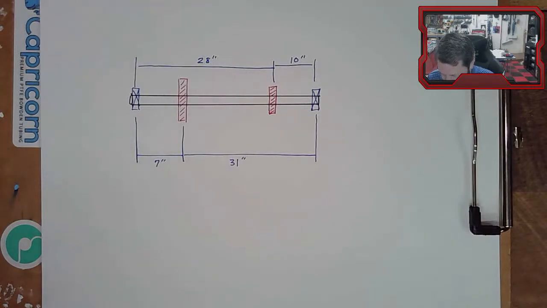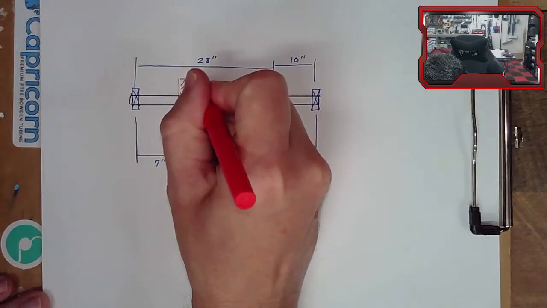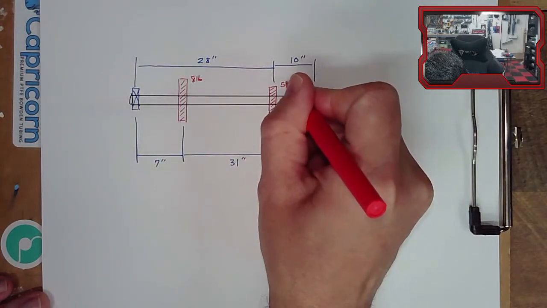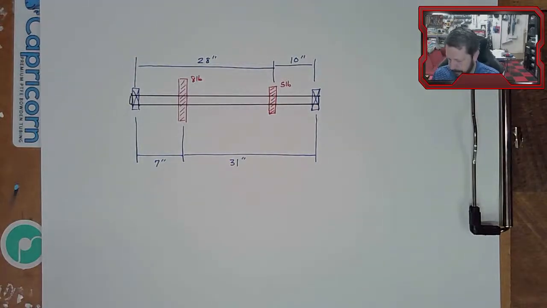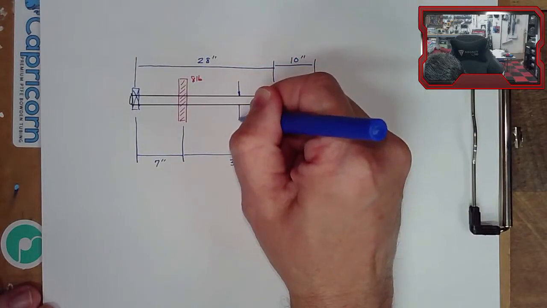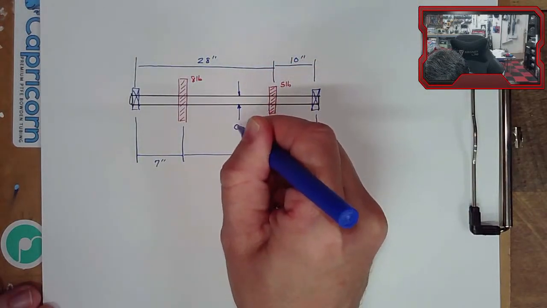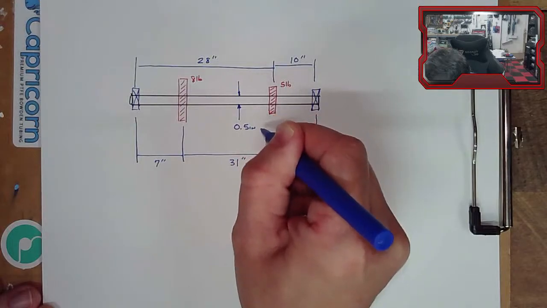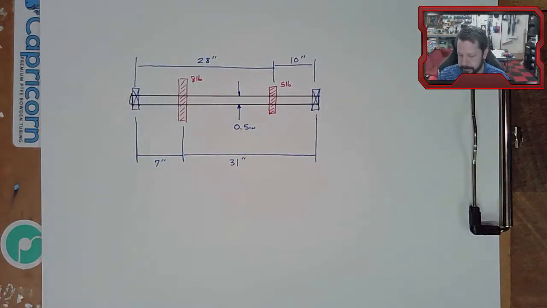We need the weights of these things. Let's go ahead and put that. Let's say that this guy's 8 pounds. That one's 5 pounds. And then we also need, this is going to be a 0.5 inch diameter shaft. So pretty thin shaft for 38 inches long with 8 pounds and 5 pounds on it.